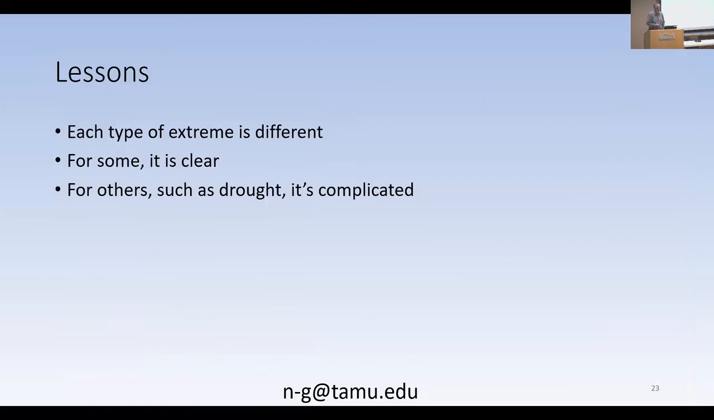Okay, so the basic takeaway lessons here. You can see each type of extreme weather is different, and they all have different aspects of how climate affects them. And for some of them, the existence of a trend is clear. There's good reasons for it. Temperature and extreme rainfall are like that. For others, such as drought, it's a more complicated picture.